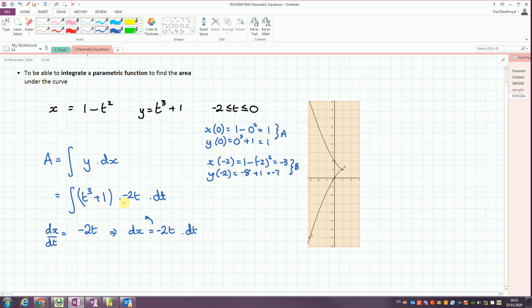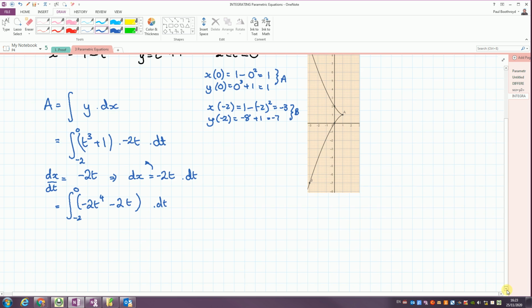with respect to t. To integrate it, we expand the parts. So we've got -2t to the 4 minus 2t, all with respect to t. And strictly this should be in brackets. Now, at this point we've got t's in, we know what the limits are as well. The limits come from our value of t. So we want to go from -2 to 0. So now we can do the integration in terms of t.